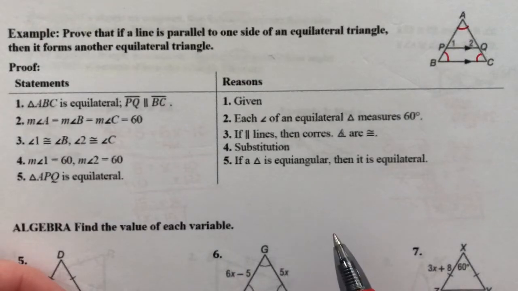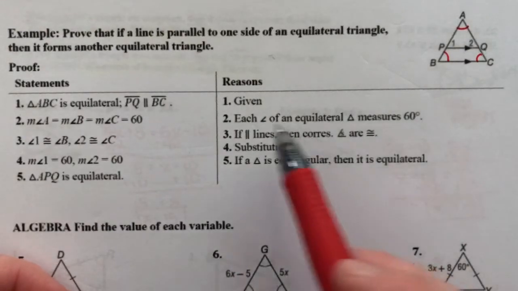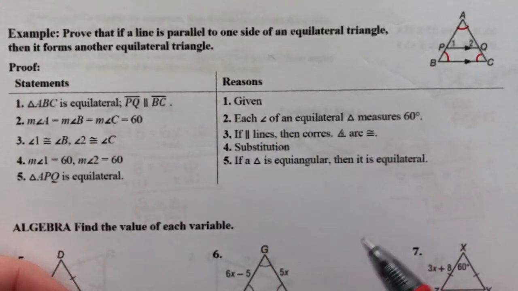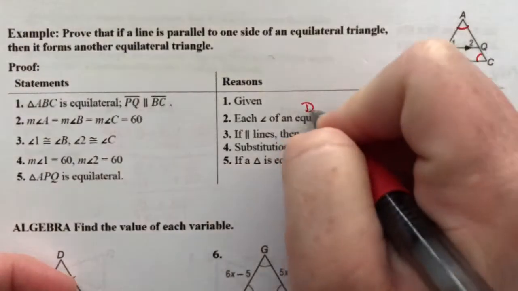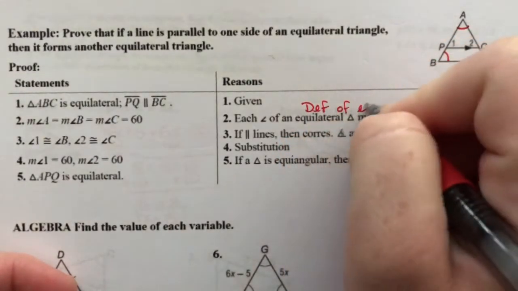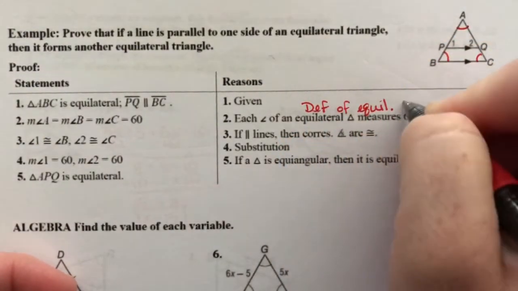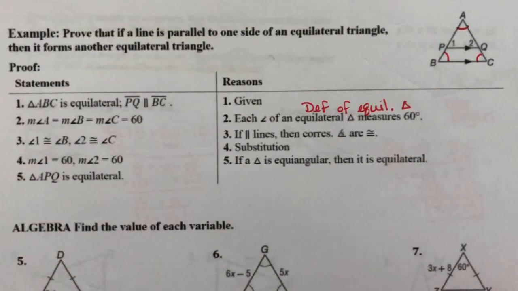It's not a postulate or a theorem. It's kind of a definition, more or less. So they just wrote it out. If you wrote definition of equilateral triangle, I would accept that as well. That's perfectly fine. Equilateral triangle, something like that. That works as well, okay?